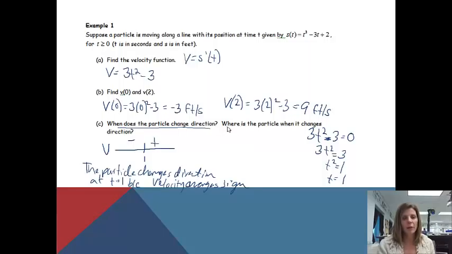Then the next part of that question says, where is the particle when it changes direction? If I'm asking where, I'm asking for a position, so I basically just need to find the position at 1. If I plug 1 into that equation, I'll get 1 cubed minus 3 times 1 plus 2. So 1 cubed is 1, minus 3 is negative 2, plus 2. My position will be 0. So we would be done. It's just going to be at 0 for the position.